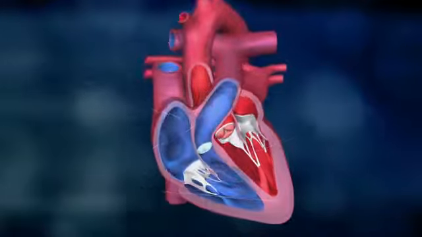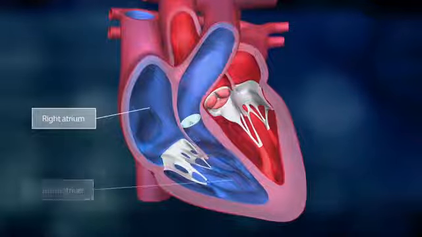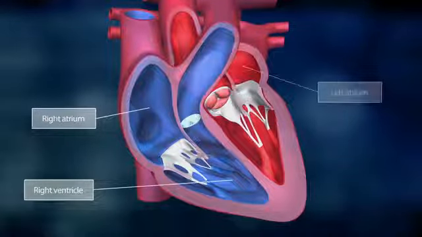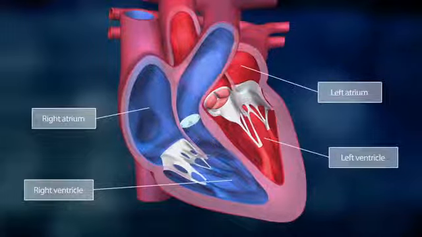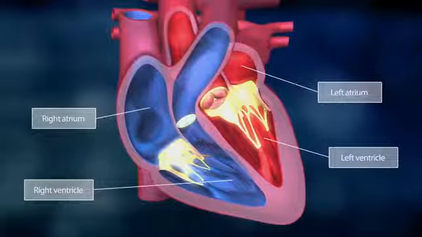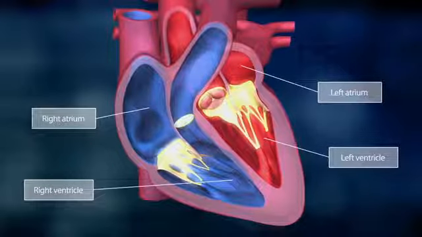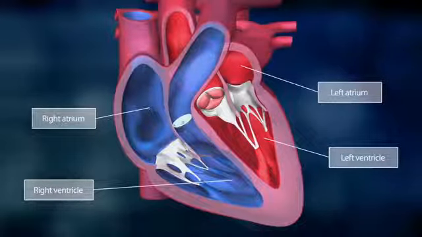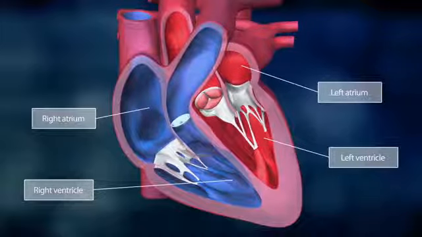The heart has 4 chambers: the right atrium with the right ventricle and the left atrium with the left ventricle. 4 valves regulate the flow of blood through the heart, its chambers, and into the circulation. The right and left side of the heart work hand in hand.